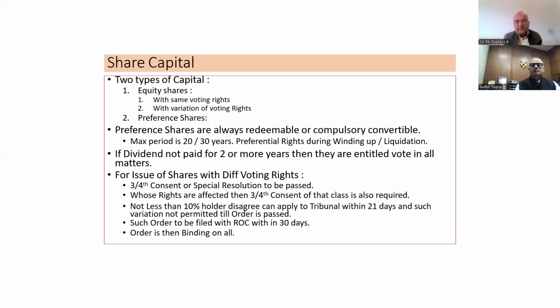Now, suppose some people do not agree to this issue of shares with differential voting rights. Then there is a minimum threshold. So if 10% or more disagree with these differential voting rights, they can apply to the tribunal within 21 days, and such variation is not permitted till an order is passed by the adjudicating authority or NCLT. And this order has to be filed with the ROC within 30 days, and then the order, whatever is done by the tribunal, is binding.